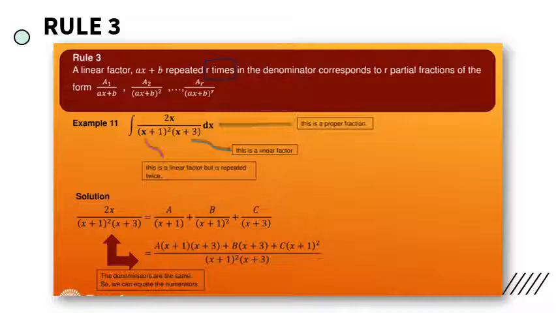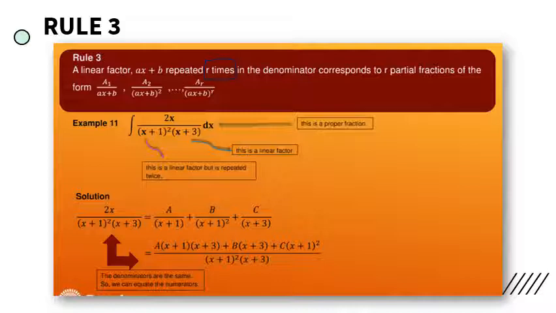Okay, look at this example 11. The integration of 2x over x plus 1 squared times x plus 3. We want to integrate this function with respect to dx. Looking at this fraction, it is a proper fraction because the degree of the numerator is less than the degree of the denominator.